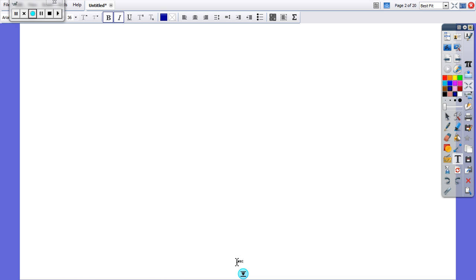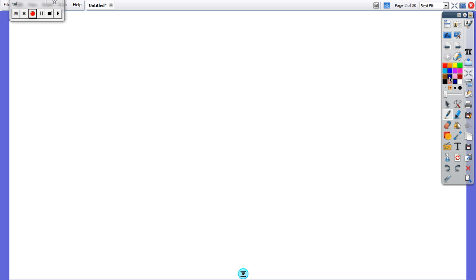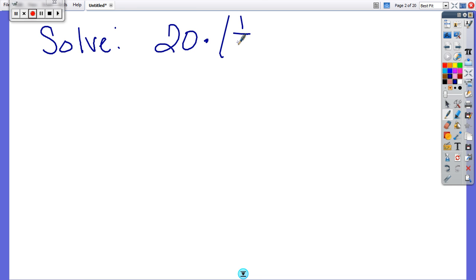So our first example is going to be, we're solving equations, remember, to solve an equation. A question on a test or a quiz might say, solve this: 20 times 1/2 to the x divided by 3 is equal to 5. So we're trying to solve this equation.